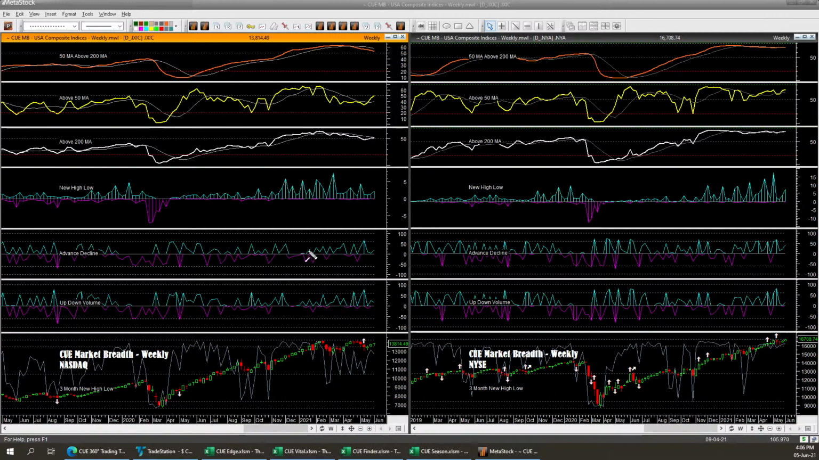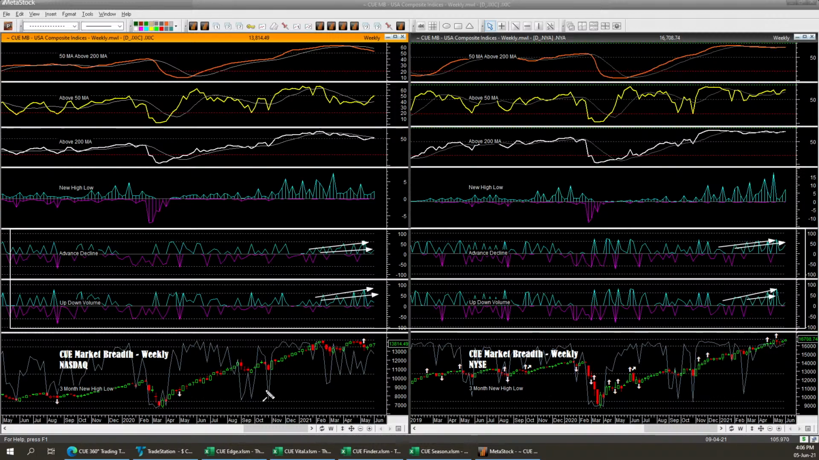As in the previous webinars, we saw the advance decline and up-down volume remained bullish in both of them, showing that the market strength is quite broad. It's not only from the mega cap stocks. The advance decline and up-down volume show market strength is quite broad, very robust internals, because these are entire exchanges for Nasdaq and NYSE.